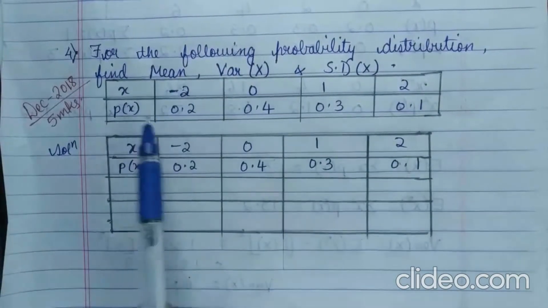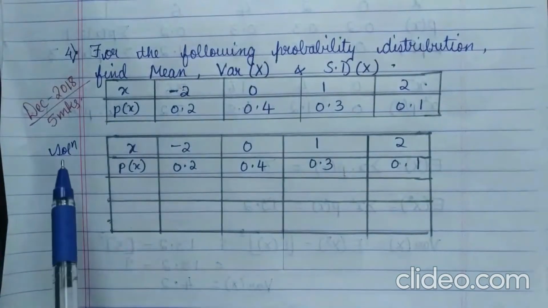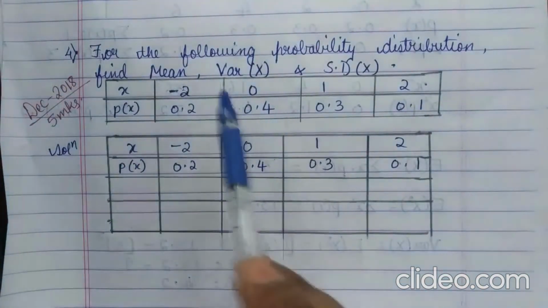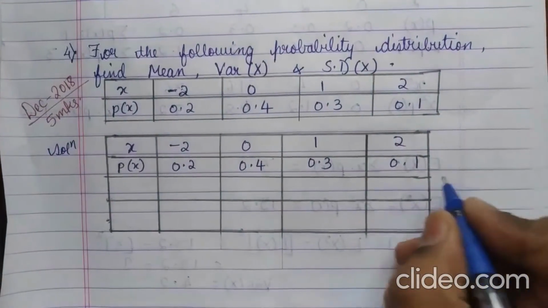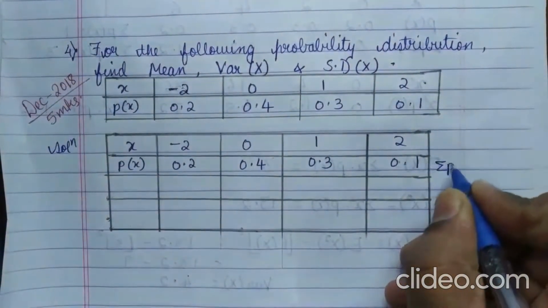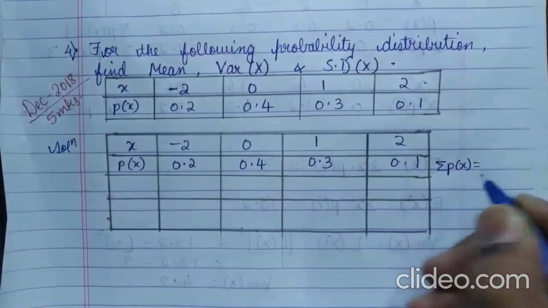So this is the table they have given. We'll start solving this. The first step is the same. We have to just copy whatever they have given. Then we have to check whether the summation of p of x is equal to 1 or not.